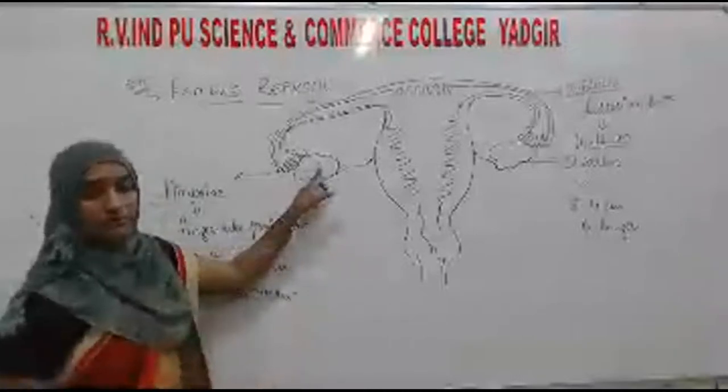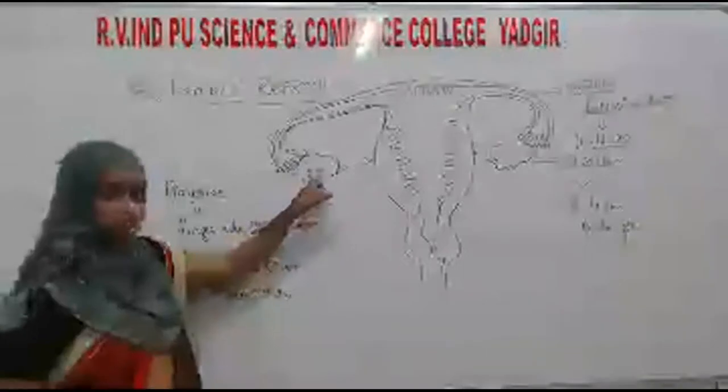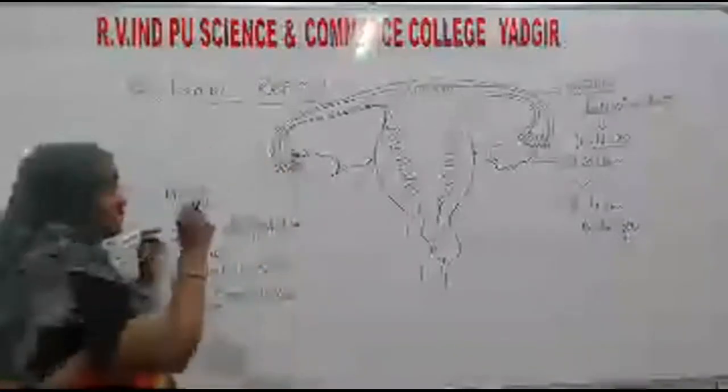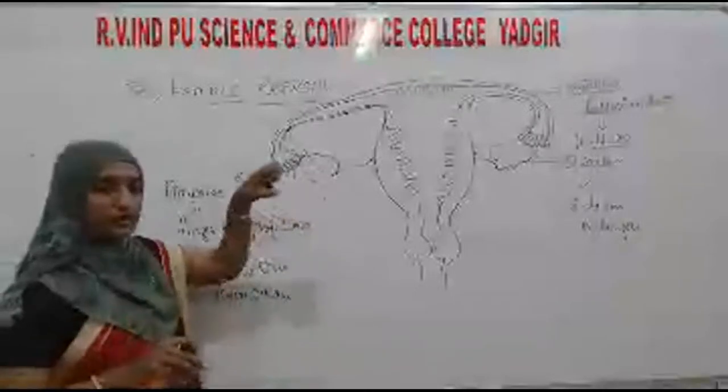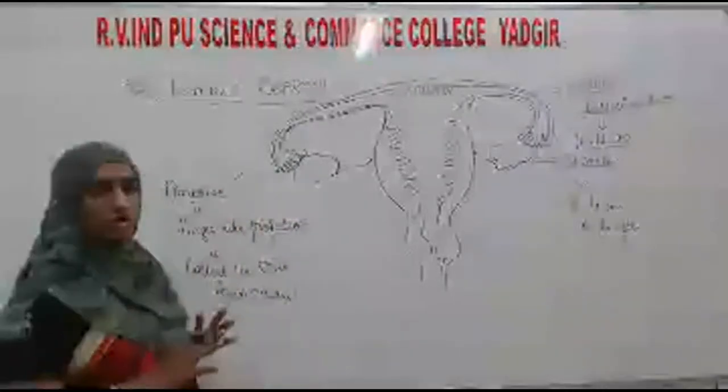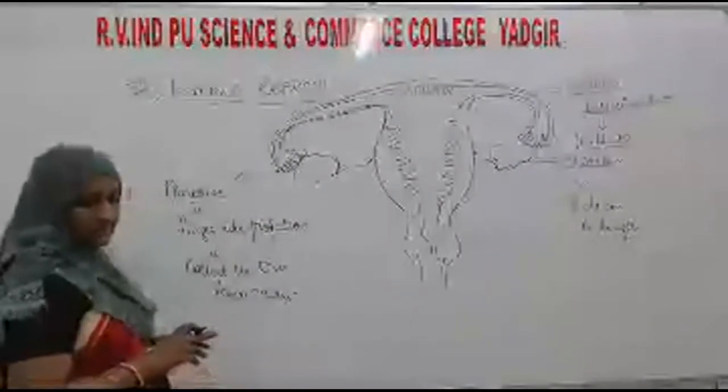Whatever ova are going to be produced inside these ovaries, by whom are they going to be collected? By this finger-like projection, like this. That is going to collect the ova from the ovaries. Okay, the next part.